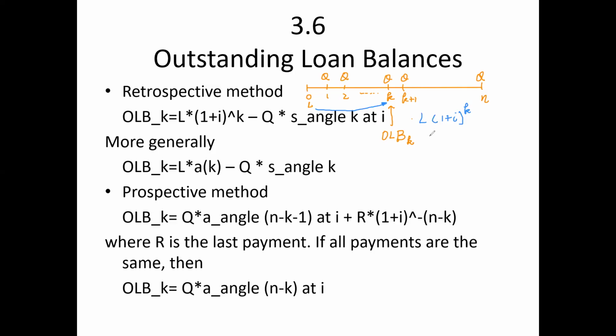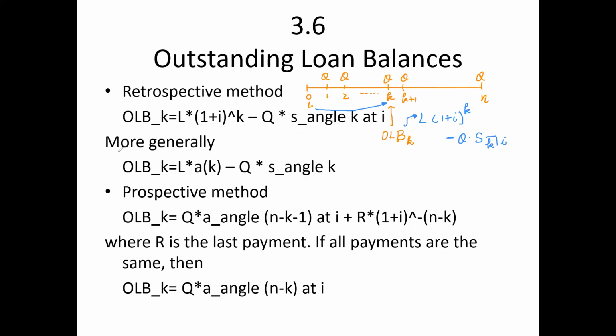So L happens at 0, but we're looking for the value at time K. And then subtract what we have paid. We paid K periods of Q dollars per time period. So I have Q times its accumulated value, so it's S, the annuity, and I have K angle I here. So this is the retrospective method.